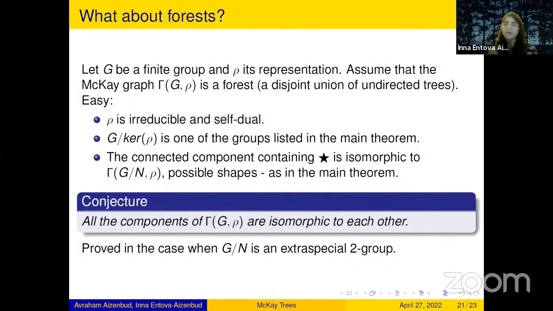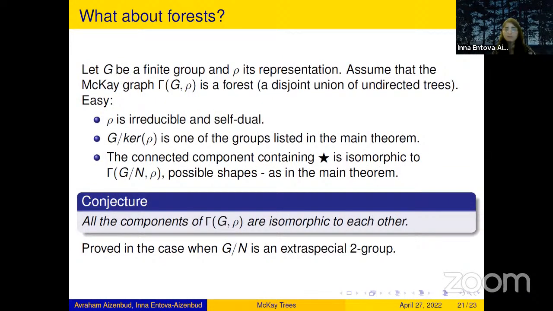And now, one last remark. What happens when we consider forests? So what happens when our graph is a union of trees, but not necessarily just one tree? In that case, we can still say that our representation is irreducible and self-dual. This is actually not very difficult. It is not faithful anymore if the graph is not connected. This is something we saw.